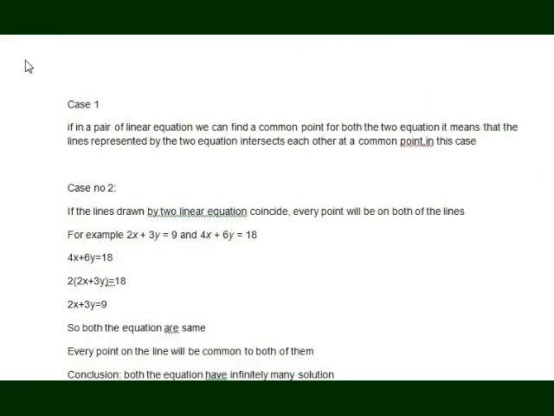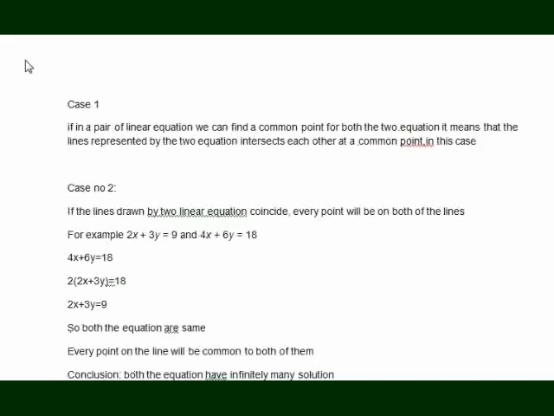We have already covered exercise 3.1 of linear equations, which is based on NCERT Class 10. In this video we will discuss three definitions. The first one is the meaning of a consistent linear equation, the second one is an inconsistent linear equation, and the next one is a dependent linear equation. So let us start.